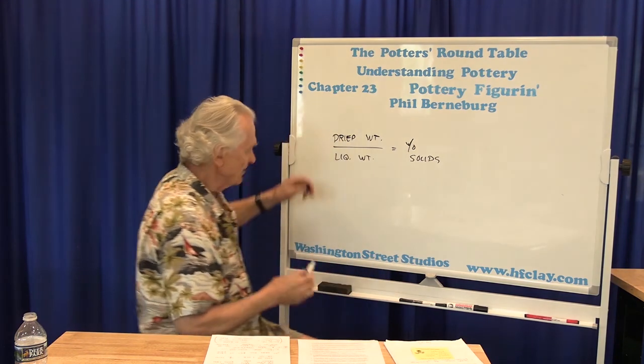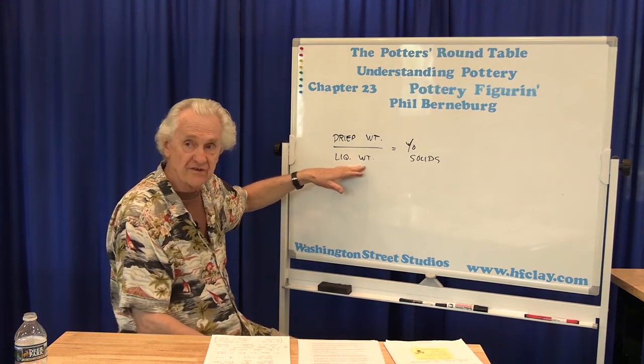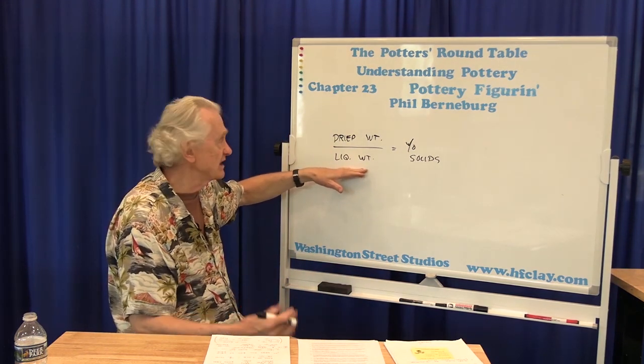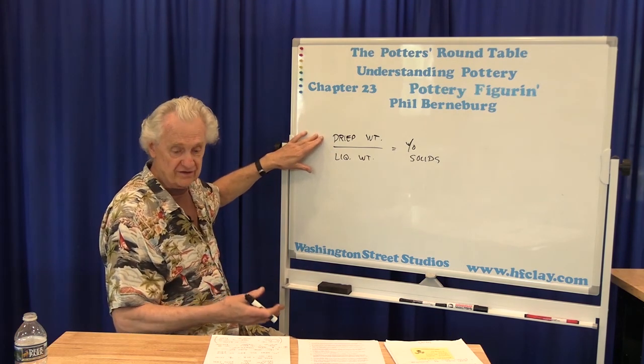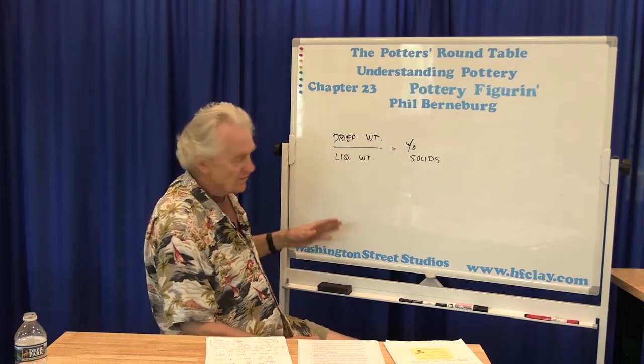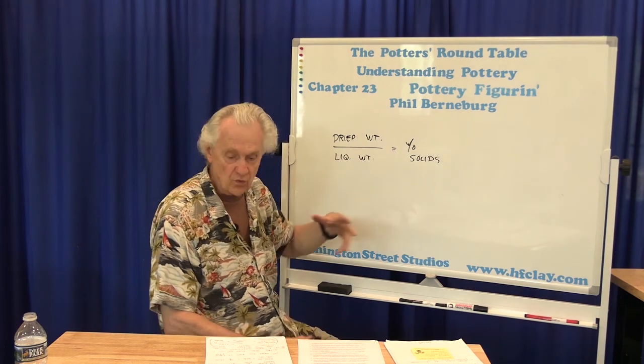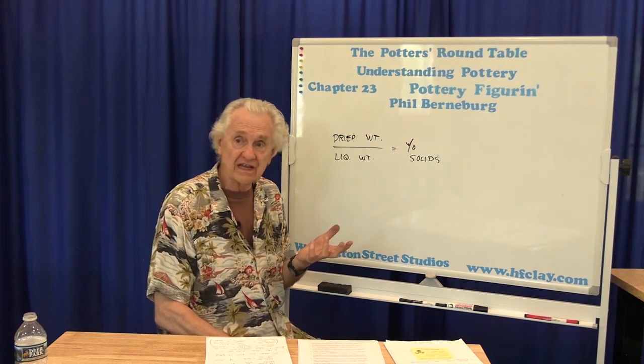Basically what I'm saying is, by doing this division, how much of the total weight of the liquid glaze does the dried part represent? So now what I can do is weigh the full amount of the liquid glaze that I have left.